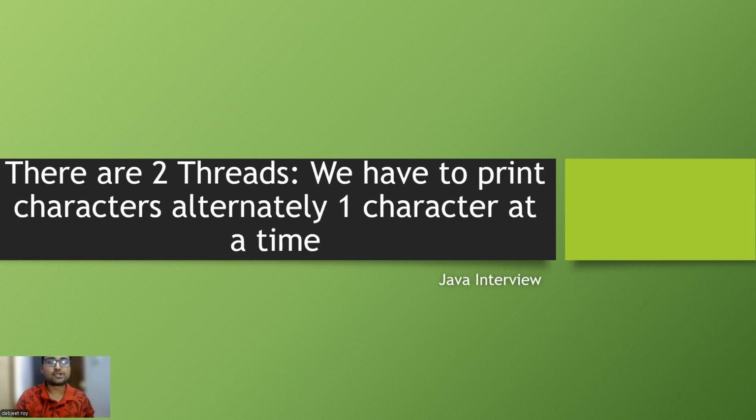There are two threads. We have to print characters alternately, one character at a time. This one I already told you in the freshers questions level, how to do that. One thread is printing A, the second thread is printing B. You can do it with the help of wait and notify.